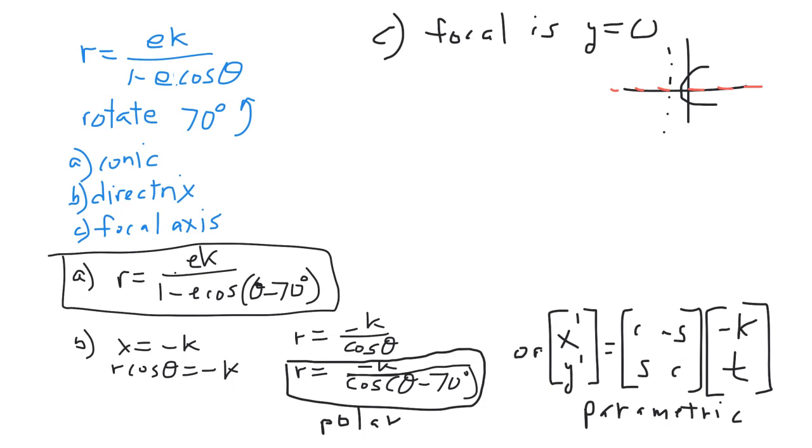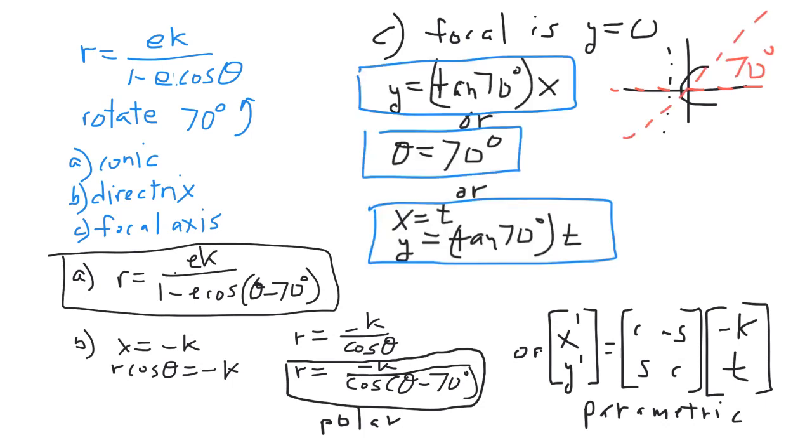For part C, our original focal axis is y equals 0, and we are going to rotate 70 degrees, and so our new focal axis will be like this. And now that's just a line passing through the origin. So y equals mx plus b, the b is 0, and the m is the tangent. So that would be the rise over the run, that would be opposite over adjacent. So this would be a nice rectangular form equation for our new focal axis.